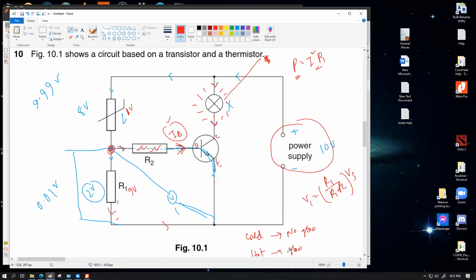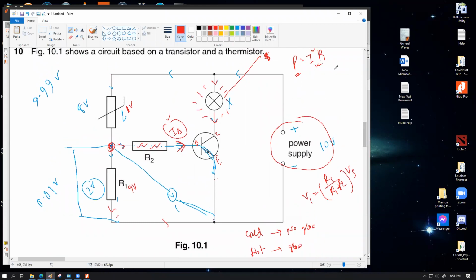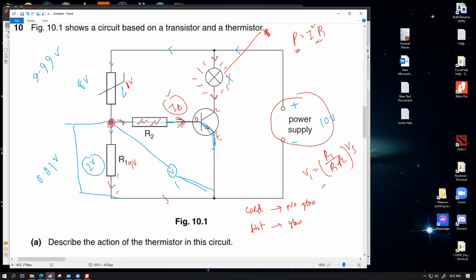Now, let's say we want to fix it. I'm going through the different variation or iteration of this thing. Let's say we want to reverse this factor. Reverse this factor means, let's say we want to operate this circuit in a way so that it's gonna glow in the cold environment, it's gonna not glow in the hot environment. So how can we do that?